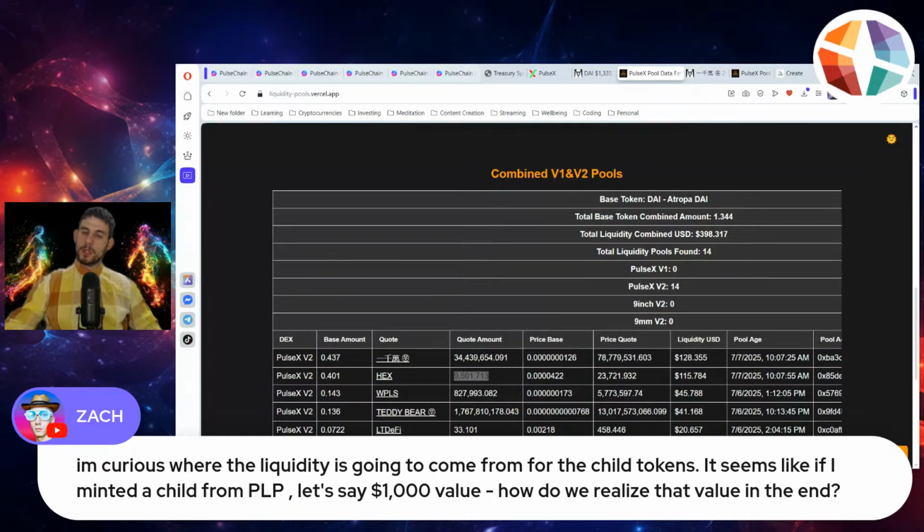It wasn't a very clear explanation, but I don't necessarily think that this concept of the PLPs is about being able to take the liquidity out. It's more about being able to lock away the liquidity and still get some value from it. You're generating yield from that liquidity just by putting it into a liquidity pool. Does that make sense, Zach? I hope so.